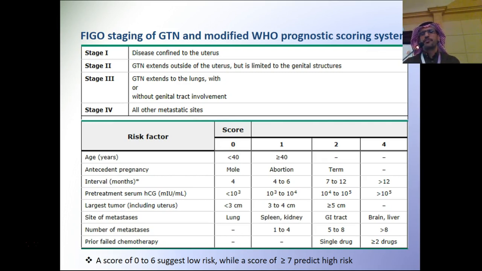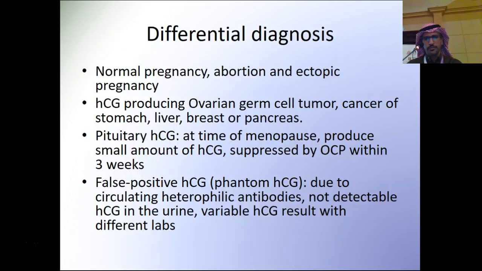Usually we need the WHO prognostic score mainly for stage 2 and stage 3, because stage 1 is usually low risk, while stage 4 is usually high risk. And we don't use the WHO prognostic score for placental site trophoblastic tumor or epithelioid trophoblastic tumor.